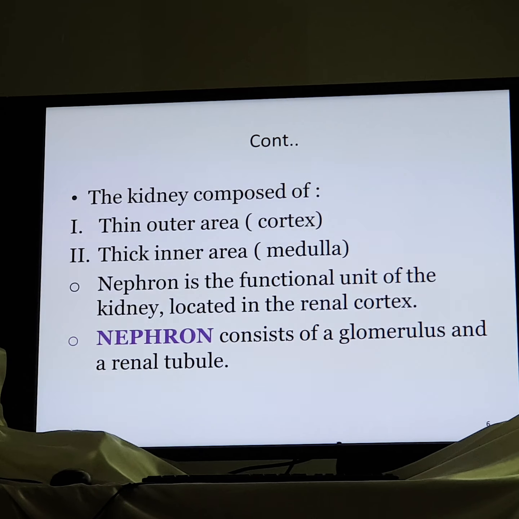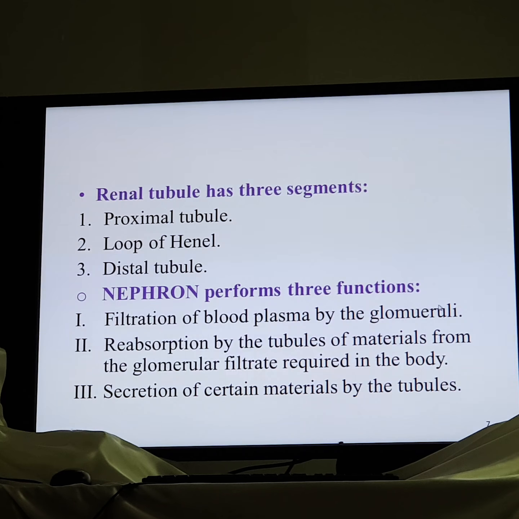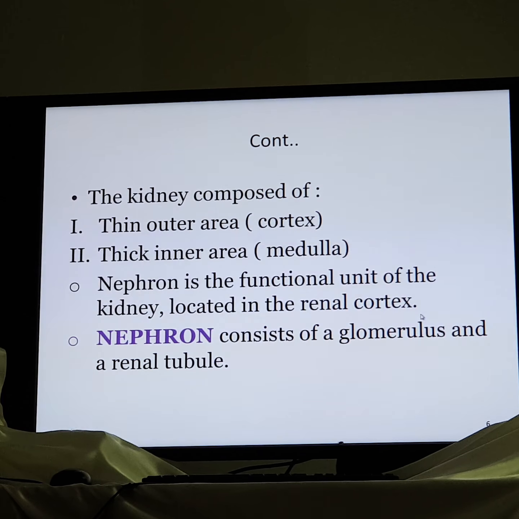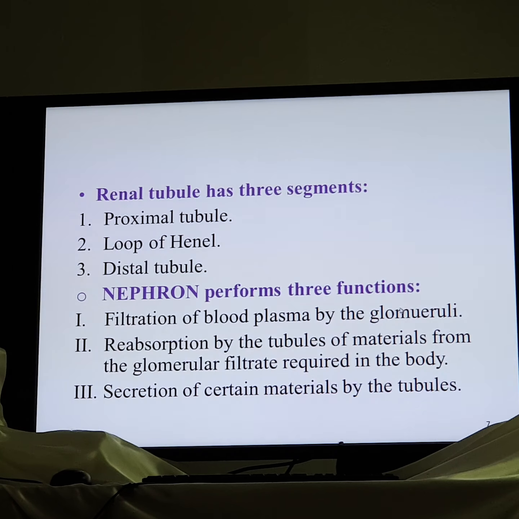The nephron is the basic component of the kidney, through which the blood filtration process takes place. It consists of the glomerulus and the renal tubule. We have three types of renal tubules in the nephron: the proximal tubule, then the loop of Henle, then the distal tubule. The nephron has three functions: filtering the blood plasma by the glomerulus, then reabsorption by the tubules of material from the glomerular filtrate, those materials needed by the body, then secretion of certain material by the tubules.